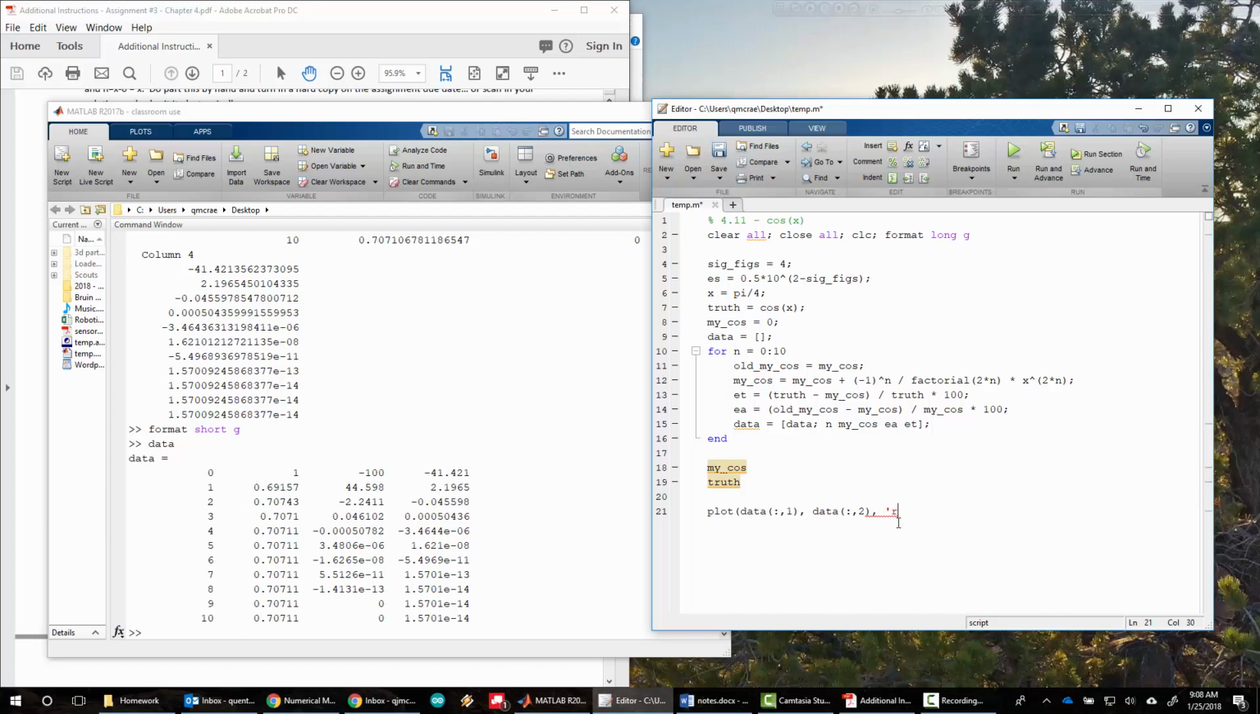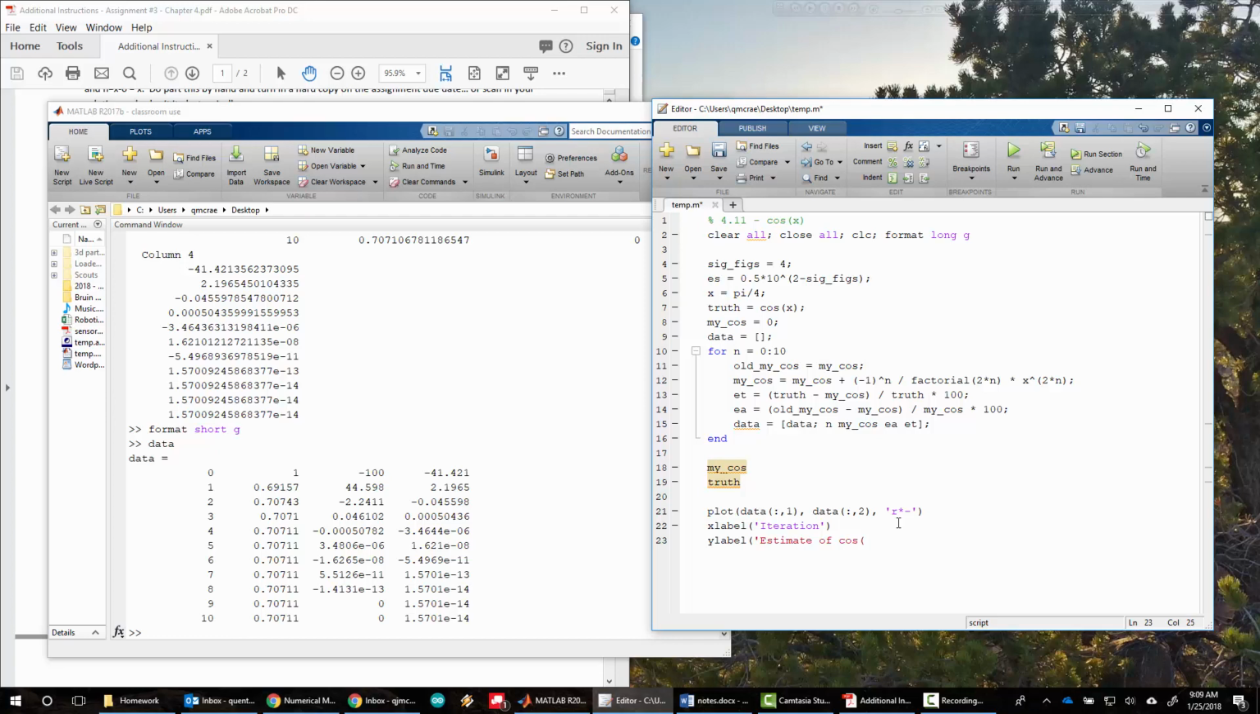And we'll call this a nice red line, and we'll do a red star so we have some markings on it. And let's do an x label, iteration, and y label, estimate of cosine of x. We can do pi over 4.